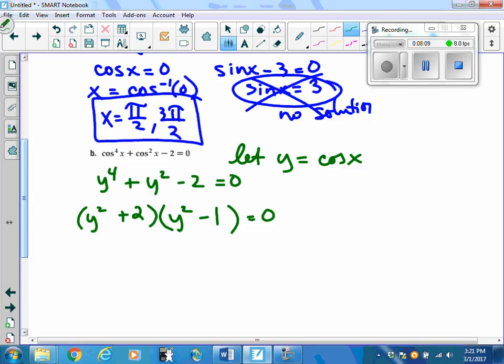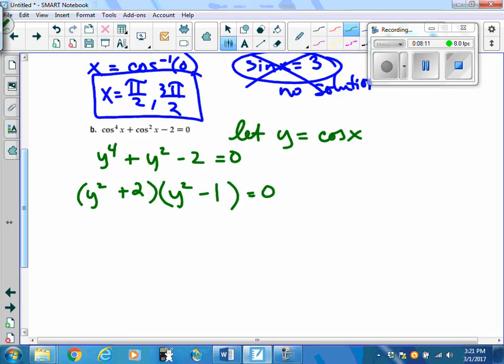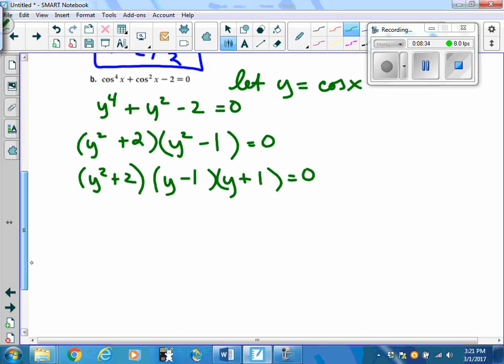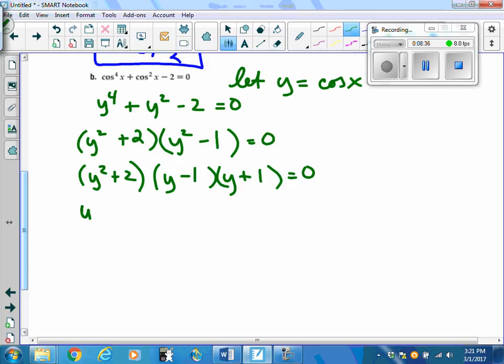So that works out. The thing with these to the fourth power is that you have to factor more than once. y squared plus 2 cannot be factored again, so I'm going to leave that. But y squared minus 1 is a difference of squares. And when I factor a difference of squares, I'm going to get 2 binomials. And in this case, one's going to say y minus 1, and one's going to say y plus 1. Now I have 3 factors, and I'm going to set them all equal to 0.